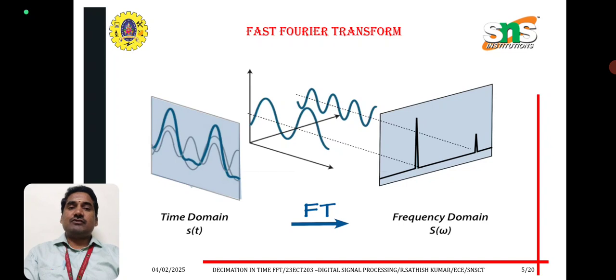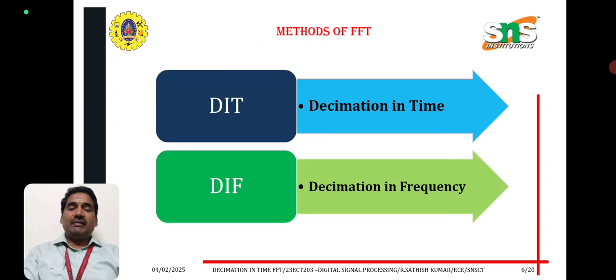This is the fast Fourier transform. From the time domain sequence s of t, while we apply the Fourier transform to the time domain sequence, it produces the frequency domain sequence, that is nothing but s of omega. While applying it in terms of time domain, that can be converted into frequency domain with the help of fast Fourier transform. Next, methods of FFT: DIT, decimation in time fast Fourier transform, and DIF, decimation in frequency fast Fourier transform.